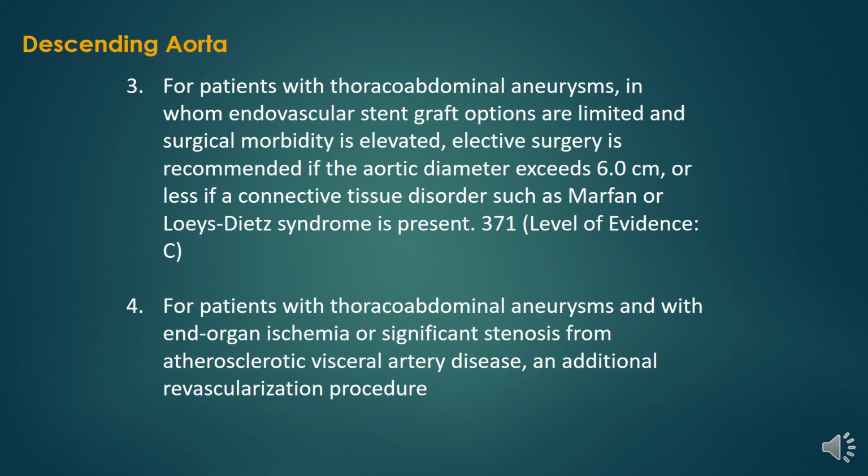For patients with thoracoabdominal aneurysm in whom endovascular stent graft options are limited and surgical morbidity is elevated, elective surgery is recommended if the aortic diameter exceeds 6.0 centimeters, or less if a connective tissue disorder such as Marfan syndrome or Loeys-Dietz syndrome is present. For patients with thoracoabdominal aneurysm and end organ ischemia or significant stenosis from atherosclerotic visceral artery disease, an additional revascularization procedure is required.